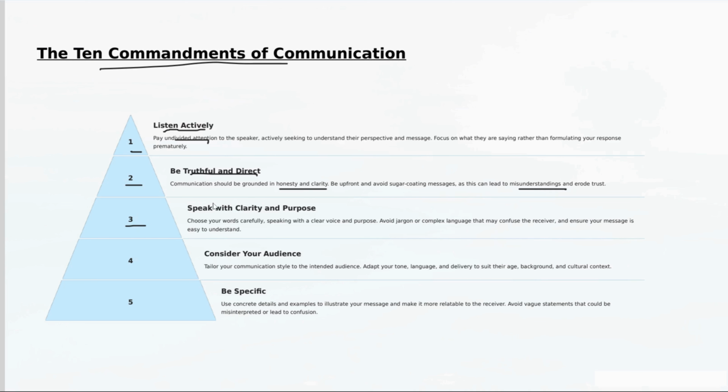Now, third is speak with clarity on purpose. After we know what is to be said, it must also be understood that we are speaking with a clear voice, and of course, our message has a purpose. Our message has a clear understanding of the situation, what is the context, what is the information, all of that, right? And it should have a normal language that is understood by the common people. Language should not be complex, right?